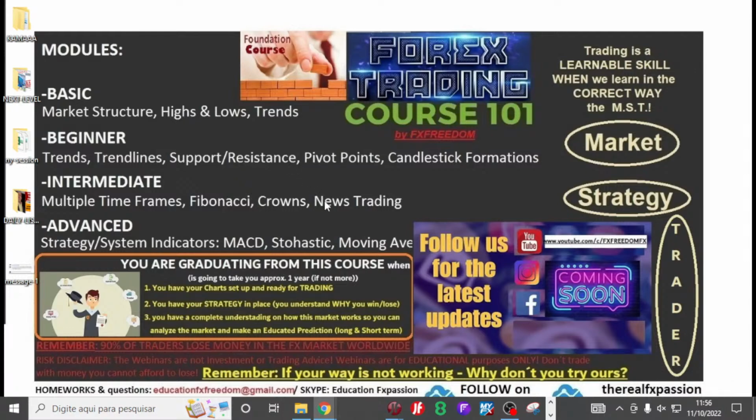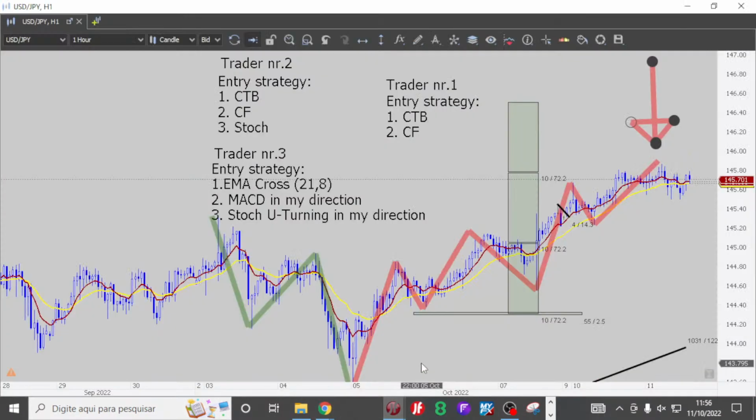You must learn this, everybody. How come all of them won? So it's all the same, counter trend line break, stochastic candlestick formation, and this one just used indicators. How come all of them won?